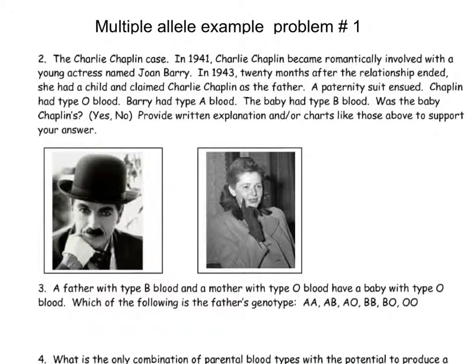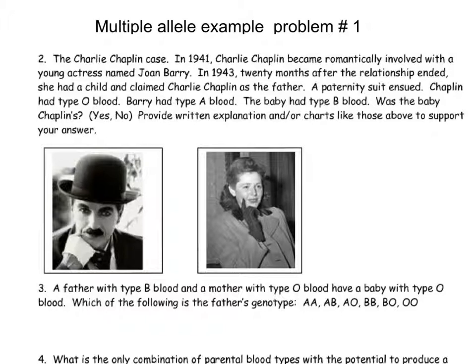Here we have a genetics problem with Charlie Chaplin, a silent movie actor. In 1941, he became involved with an actress named Joan Barry. 20 months after the relationship ended, she gave birth to a child, and she claimed Charlie Chaplin was the father. She sued Charlie Chaplin, and the courts had to determine if Chaplin was the father or not.